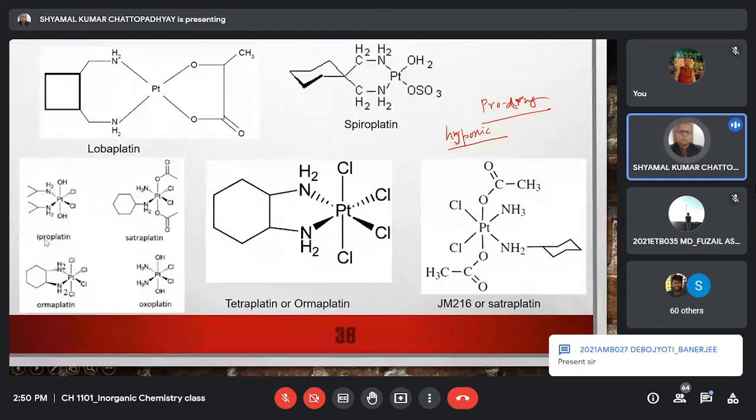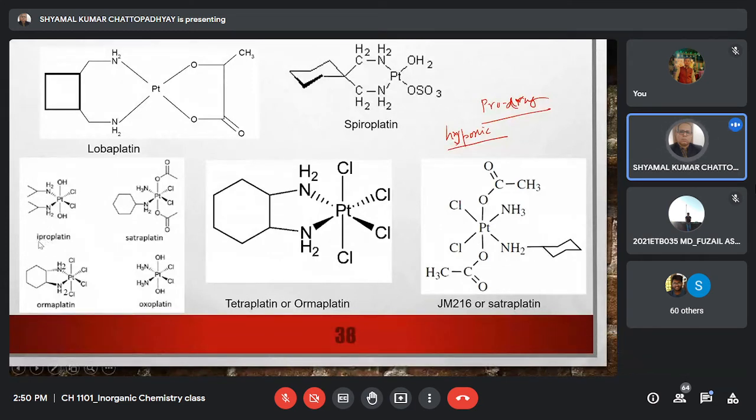This name is coming because it is isopropyl. Epro means isopropyl. So here we have isopropylamine. Instead of ammonia, here we have isopropylamine, and the platinum 4 is 6 coordinated, unlike platinum 2 which is 4 coordinated, and the other 4 coordinate sites are occupied by 2 hydroxy groups and 2 chloride groups. Once platinum 4 is reduced to platinum 2, these 2 hydroxy groups go out. So it behaves as if like a cisplatin, 2 amine groups are there and 2 chloride groups are there.